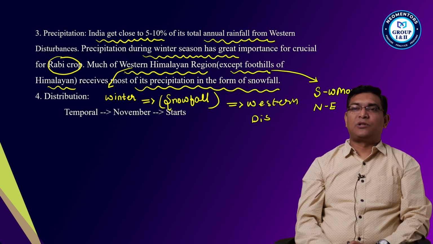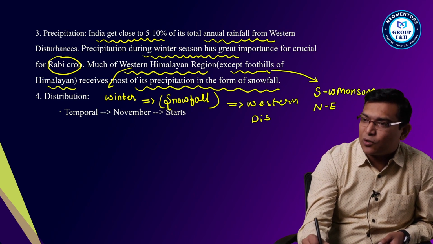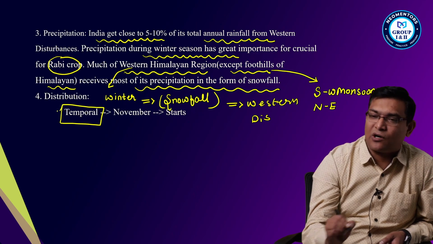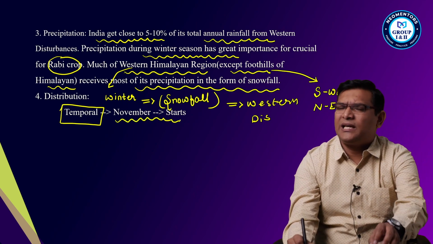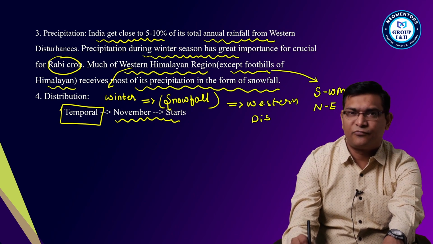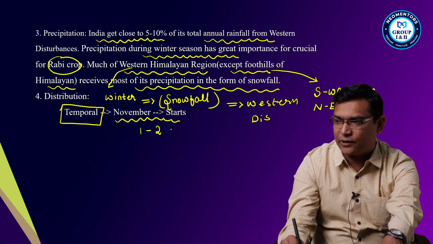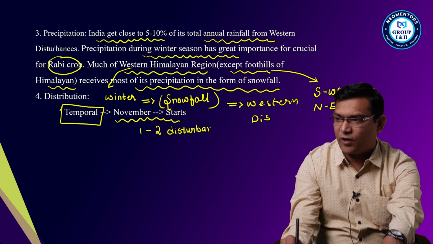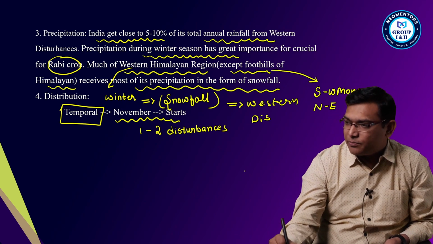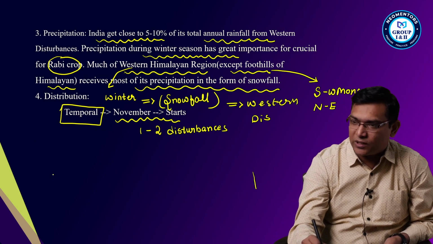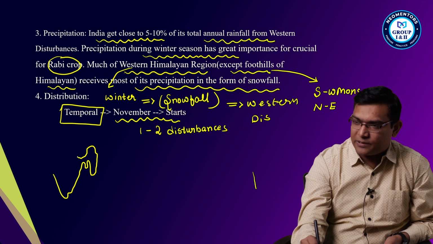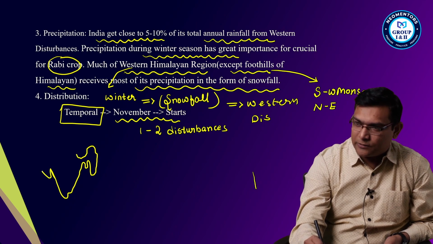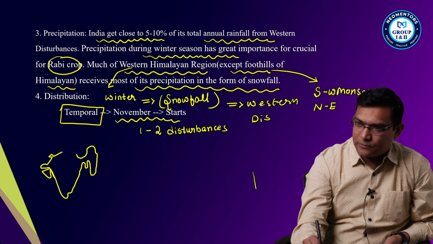Okay, how is it distributed? Generally, from the temporal aspects, if I talk, the distribution takes place from this point, that is, it starts in November, but the frequency is generally only 1 or 2 disturbances. Particularly, if you look at the map here, this is your map, this is your India, right?